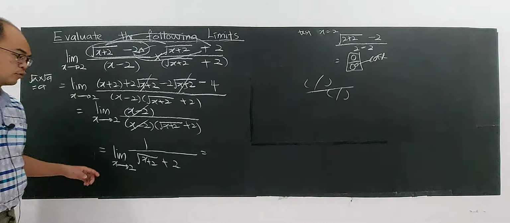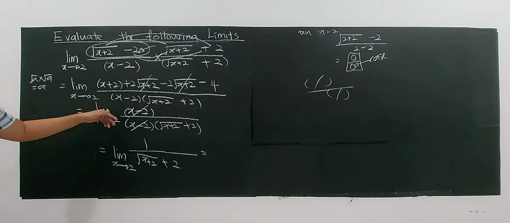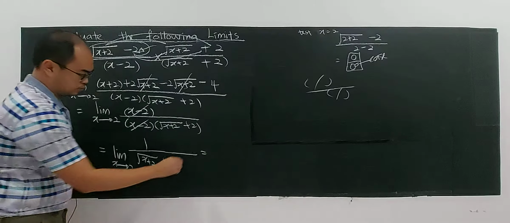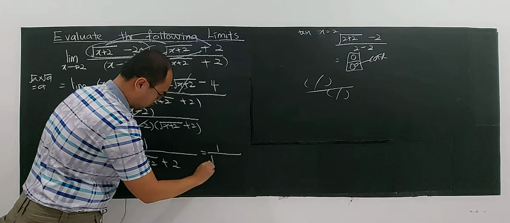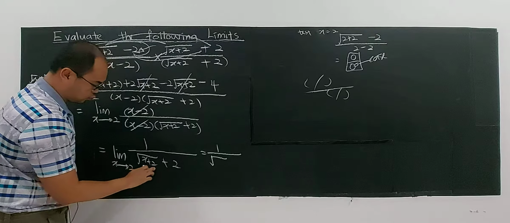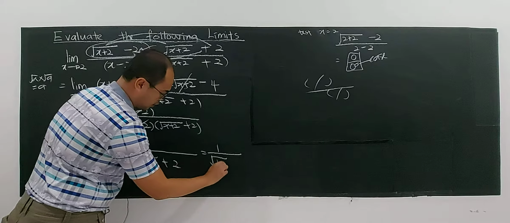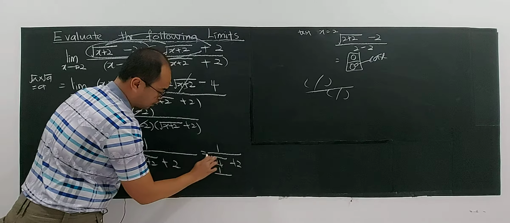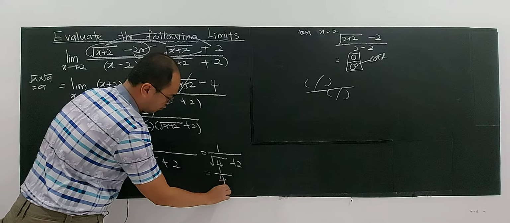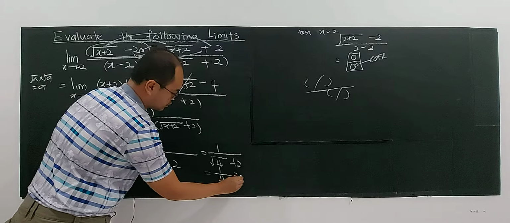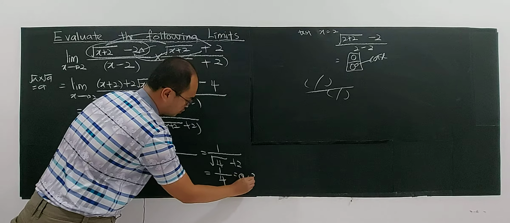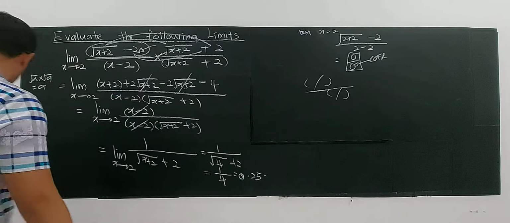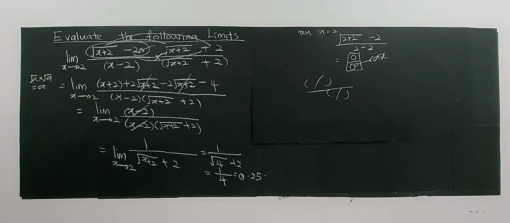So now you already eliminate the term that causes this function to become 0 over 0. So now you can directly substitute into the function, where square root of 2 plus 2, 2 plus 2, you have 4. Then you will have 1 over 2, square root of 4 is 2, 2 plus 2, 1 over 4, alright, which is 0.25, right?